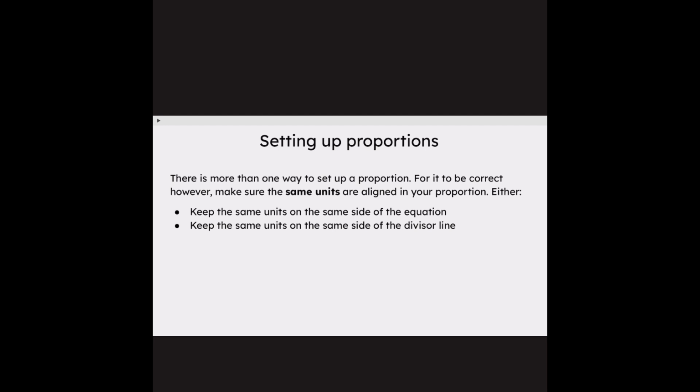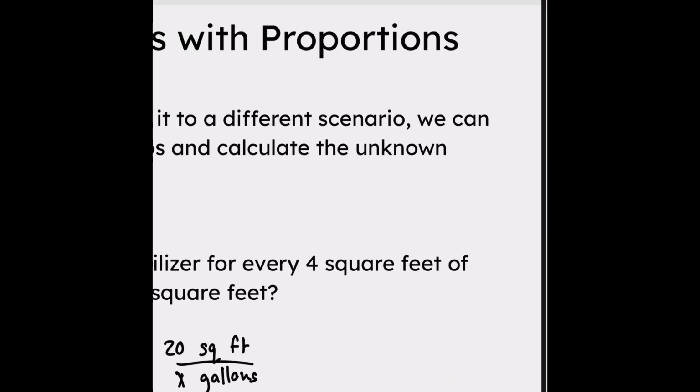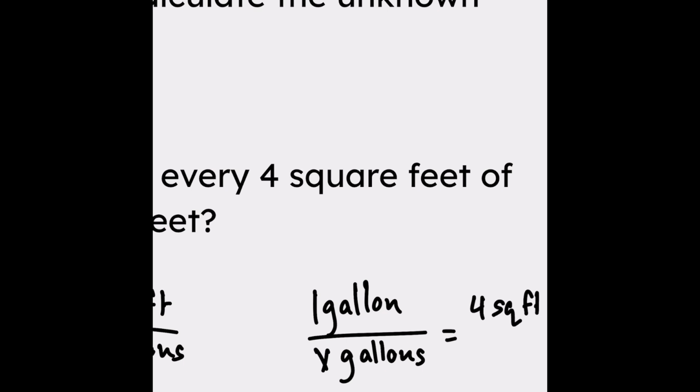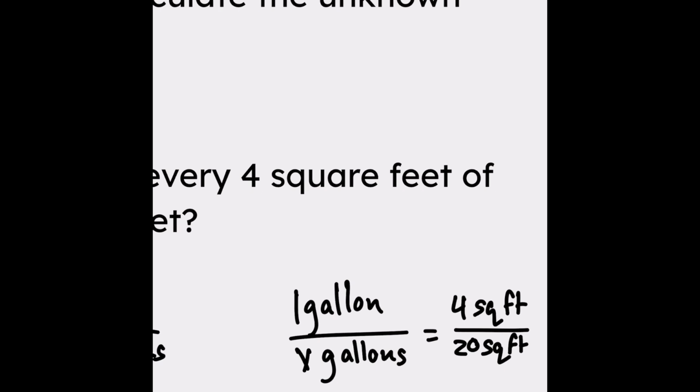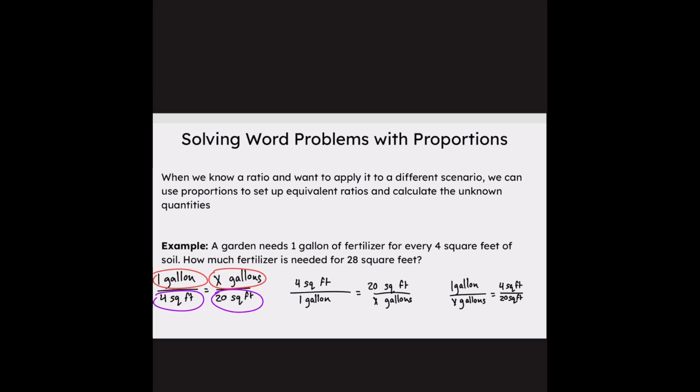The third way that you could have it is if you go back here, keep the same units on the same side of the equation. So what if we had 1 gallon over x gallons equals 4 square feet over 20 square feet. This is also correct. Notice how the square feet are on the right side and the gallons are on the left side. So we have the same units on the same side of the equation. This is also correct. All three of these ways are correct.